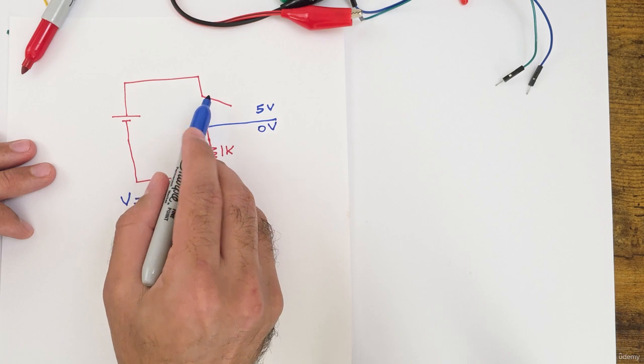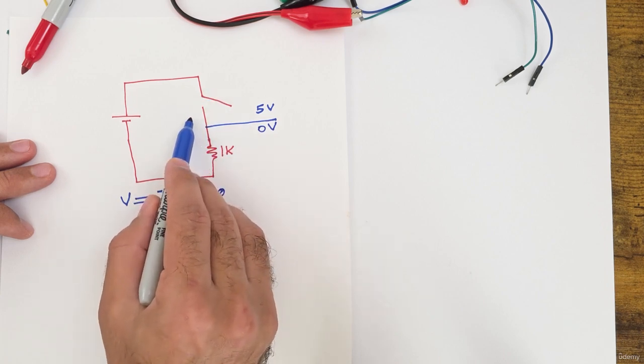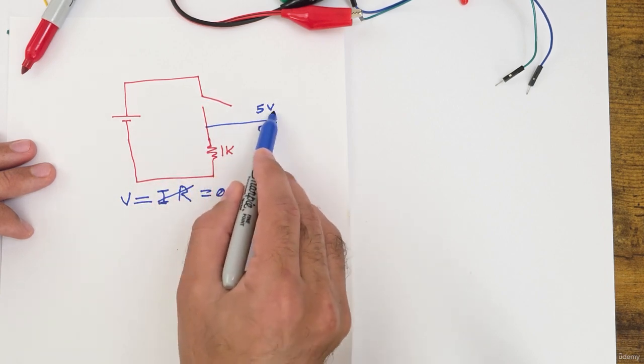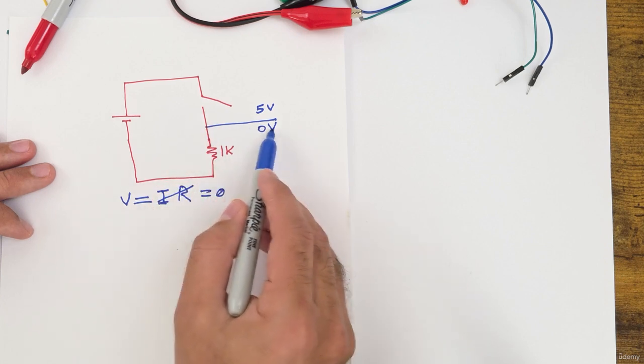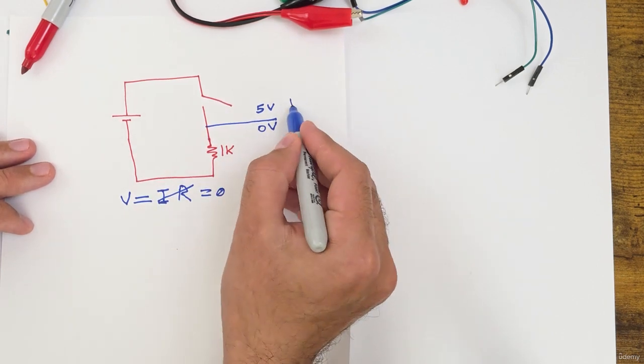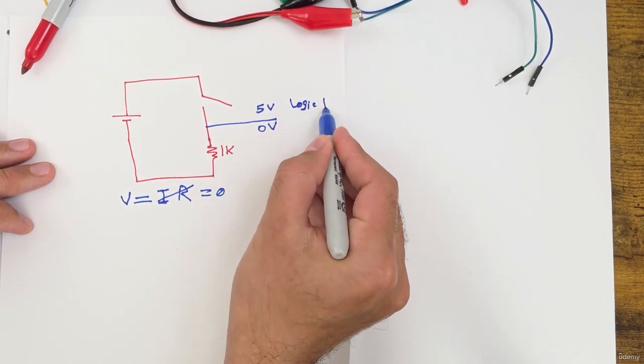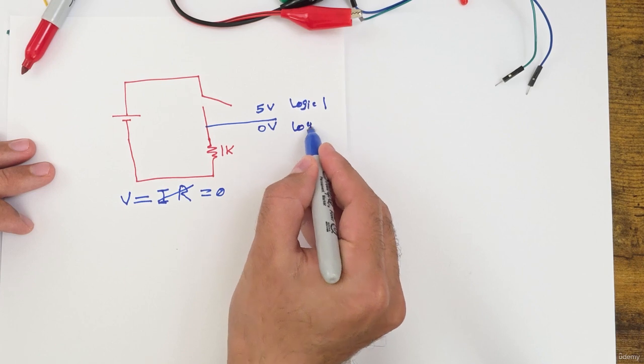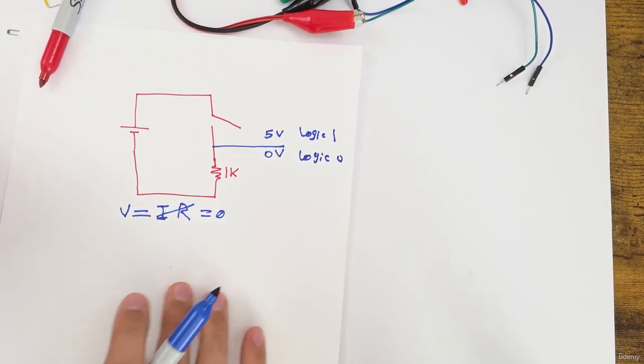Okay? So again, when we close this switch, then we have 5 volts, which is equal to logic 1. When we open this switch, we have 0 volts, and this is equal to logic 0. That is good.